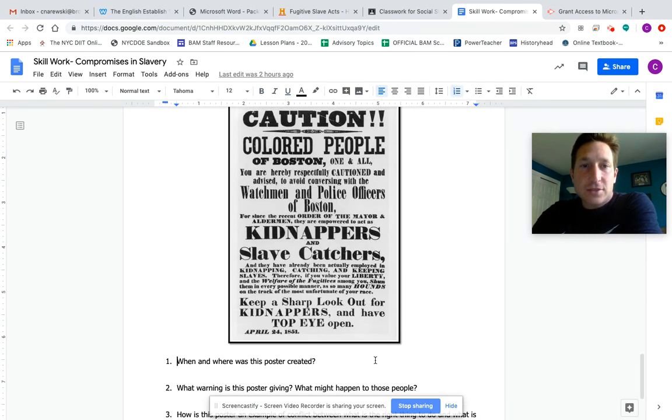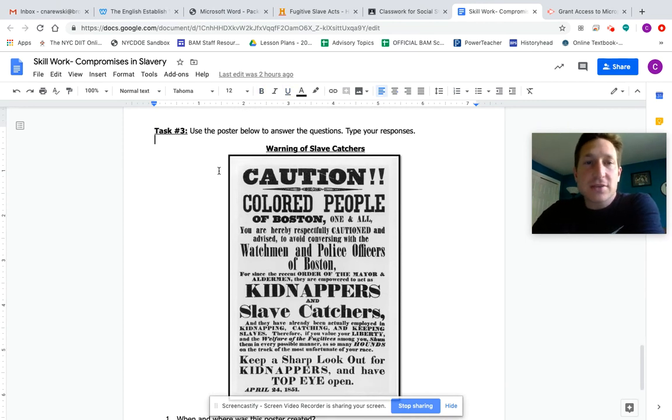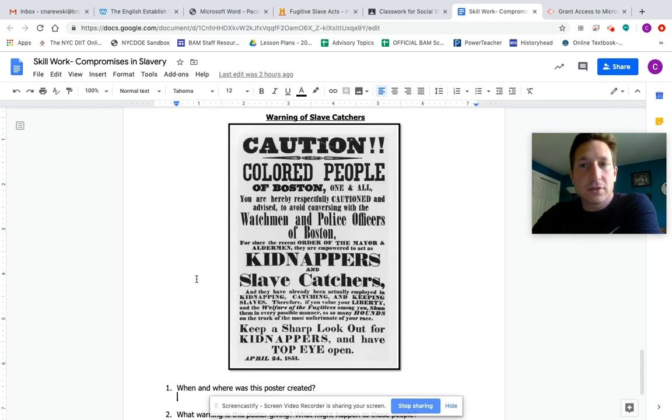The last task looks very similar to task number 2, but this poster is different. So task number 3 asks you to look at this poster, and it's a warning. It's a warning of slave catchers. Again, read the context. Read these words carefully. It is purposely there for you. Please take a look at those words because that's going to tell you what's going on in the advertisement.